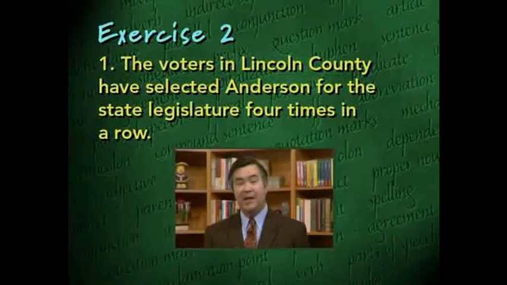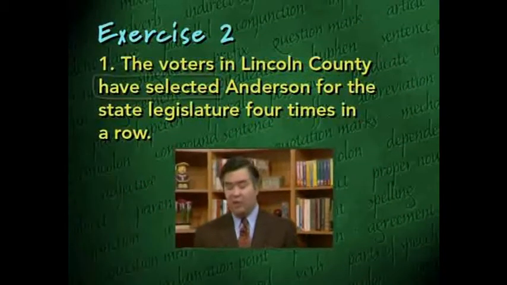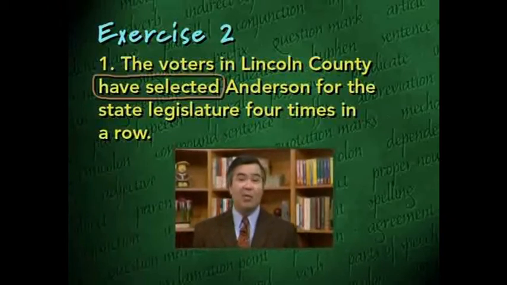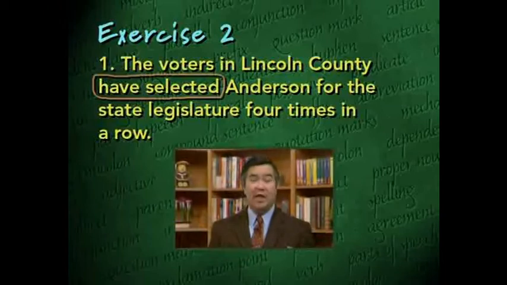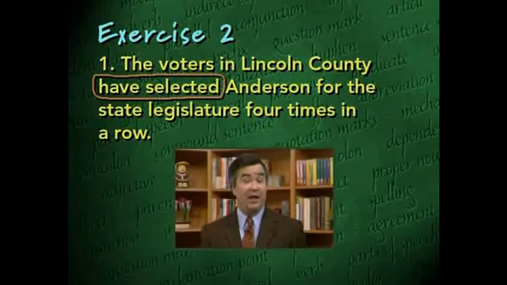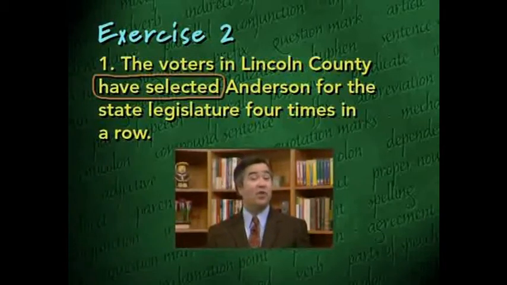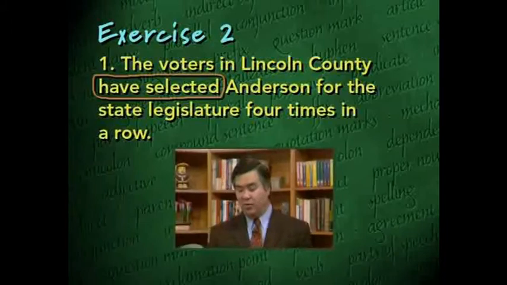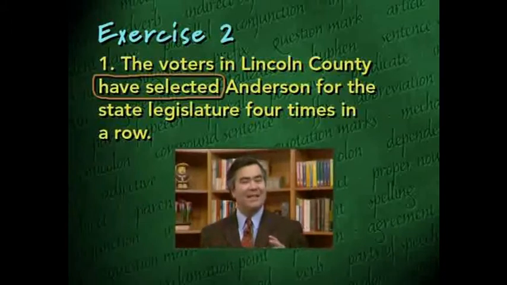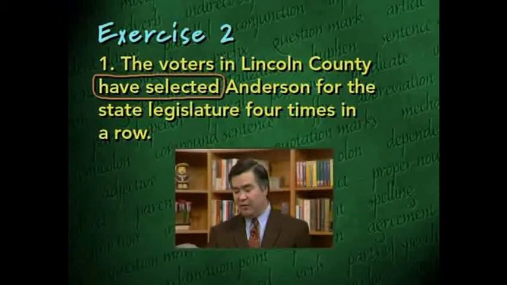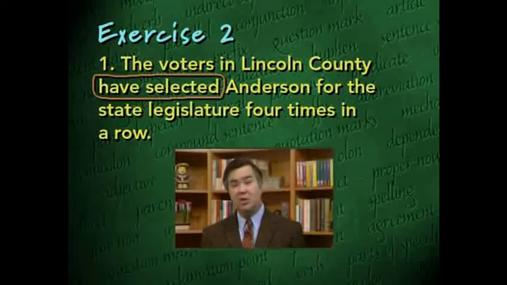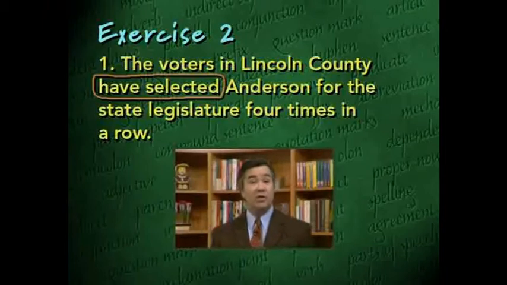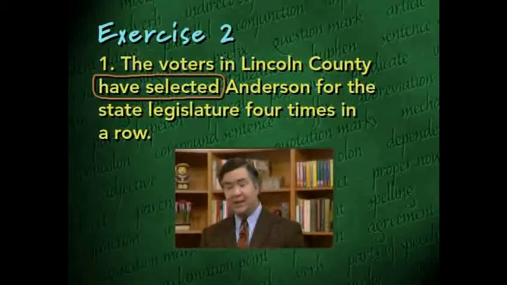Let's begin by finding the verb in this sentence. The verb is have selected. Remember that some verbs contain more than one word, in which case we refer to it as a verb phrase. In this sentence, have selected is the verb phrase, which gives the action to the sentence. What is the subject of the verb have selected? That is, who or what is doing the selecting? The answer is the voters. The voters are the ones who have selected.